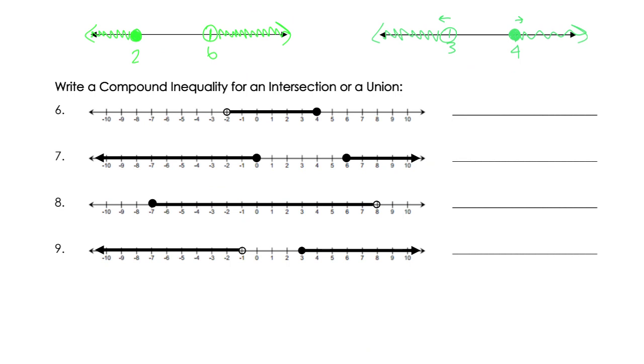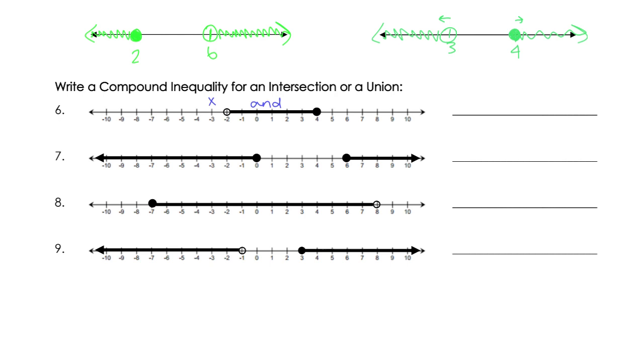They give us the graph of a compound inequality. We have to actually write that compound inequality. So looking at number 6, this would be an and statement because it's shaded in the middle. It's the intersection of the two graphs. So I like to write a note to myself and say that it's and. The next thing I like to do is write the two separate inequalities.